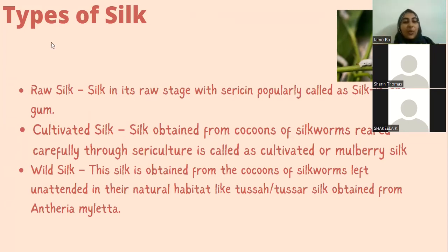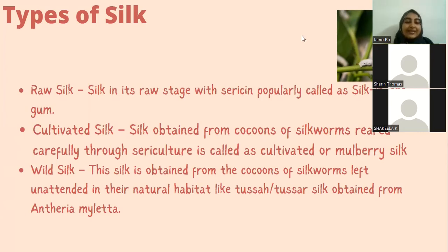Silk obtained from cocoons of silkworms, which are reared carefully through sericulture, is called cultivated or mulberry silk. These silkworms will be fed exclusively on mulberry leaves. They will be in a protected environment and given special treatment. They are not found in the wild. They are present in a culturing center or a cultivation unit, a sericulture unit. These are called cultivated silk.